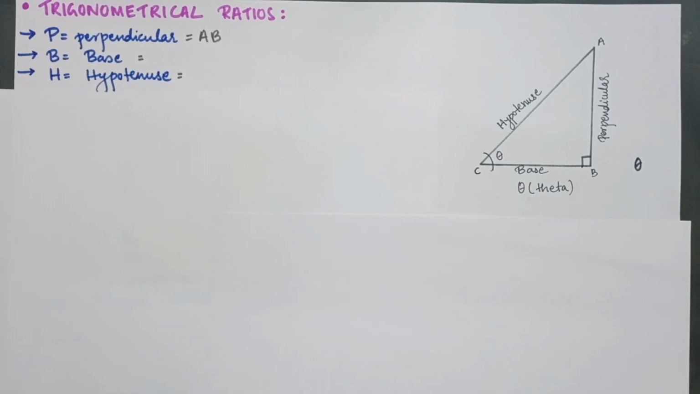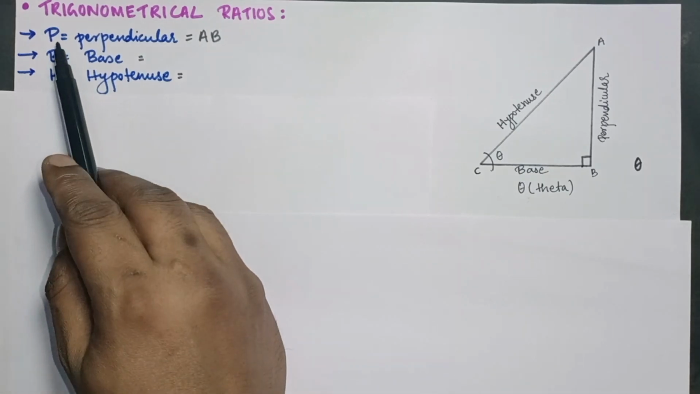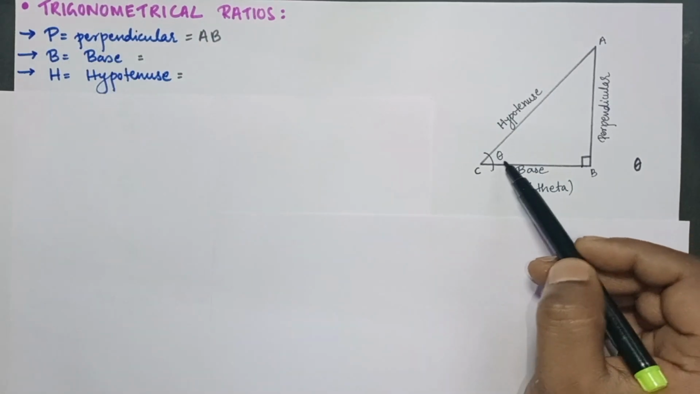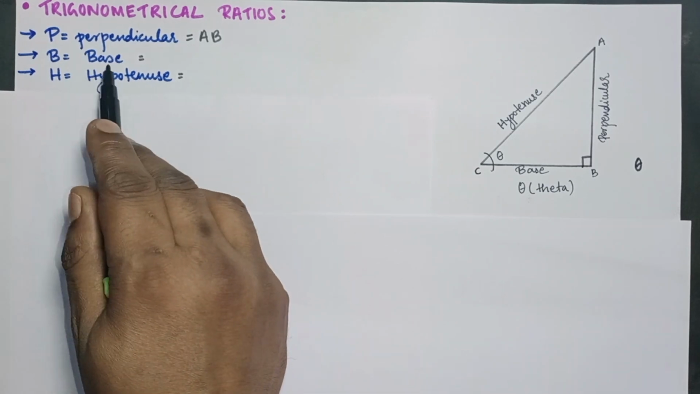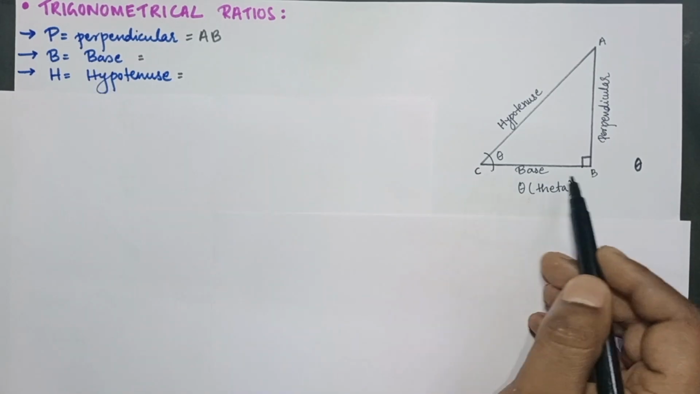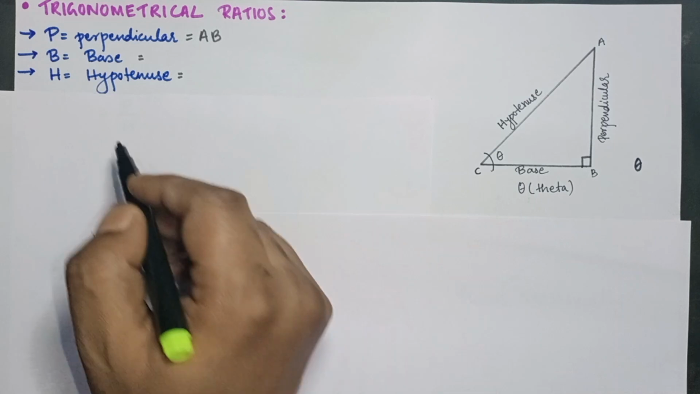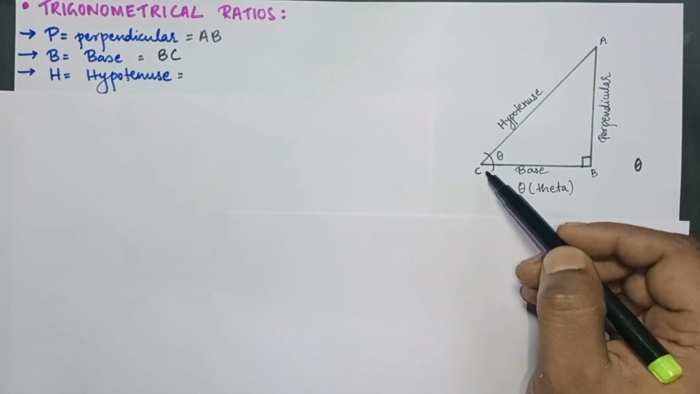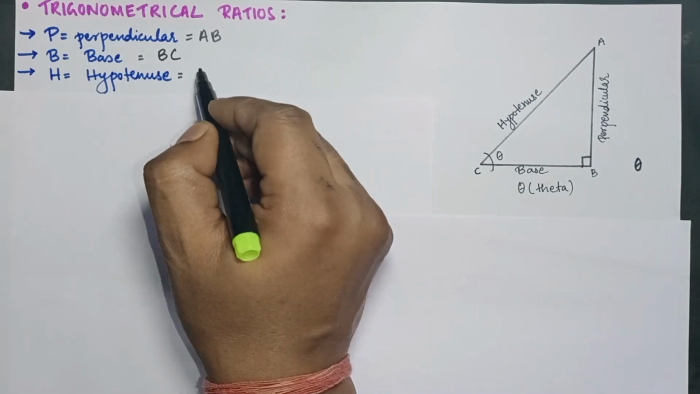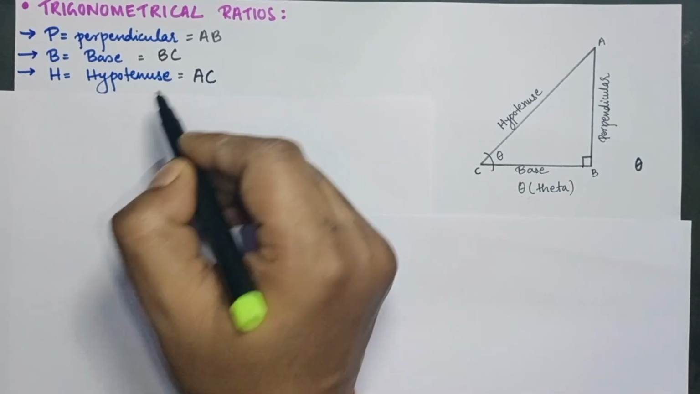Here I have represented P. P is my perpendicular. So what is my perpendicular in this? AB. So AB is my perpendicular. B is my base. So what is my base? You can see here CB, or you can write BC also. So the base is BC. Similarly, my hypotenuse is CA or AC.